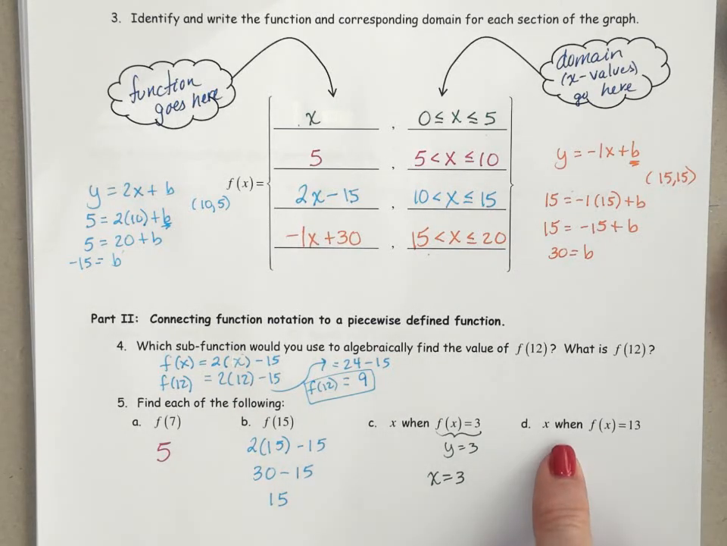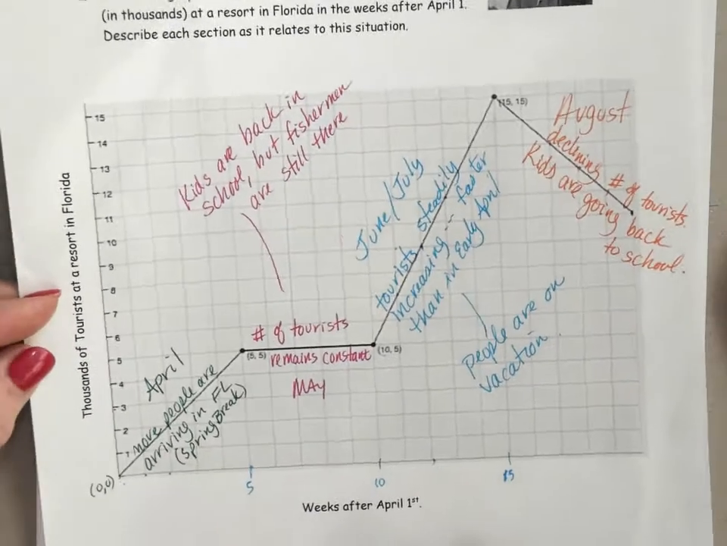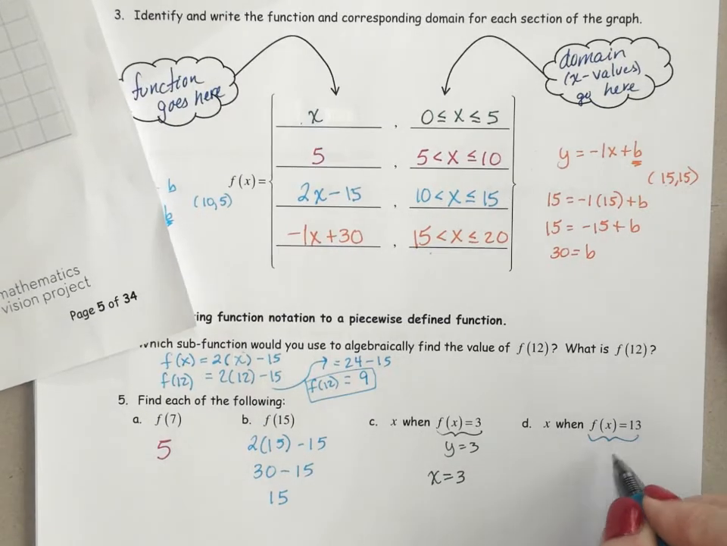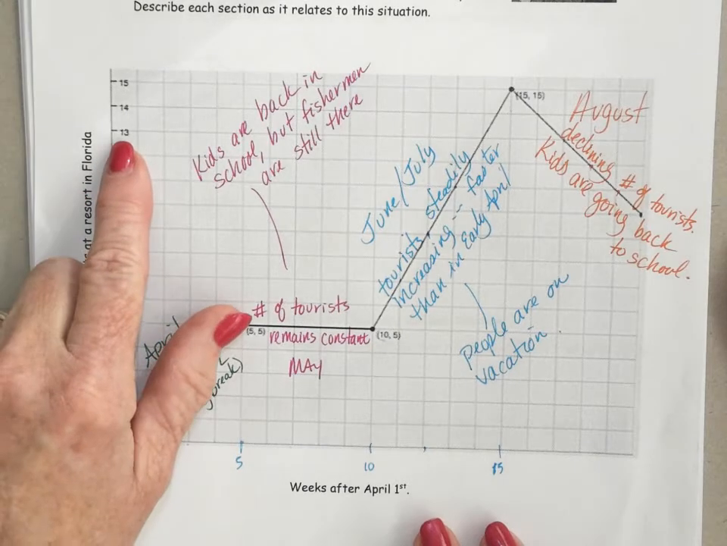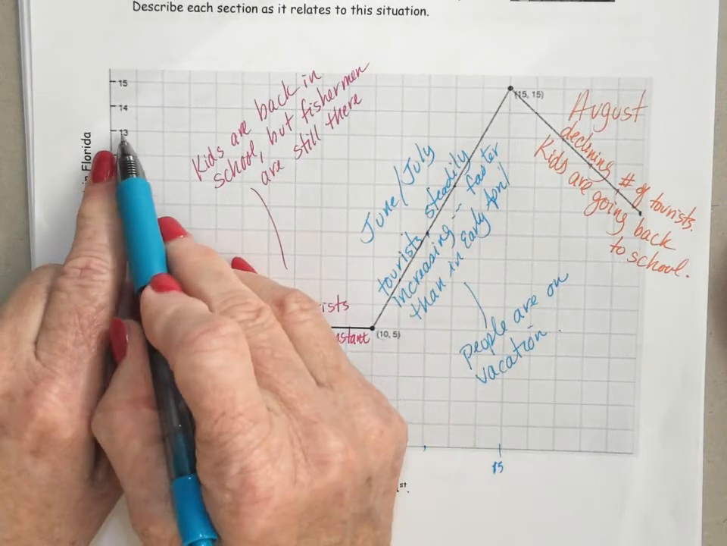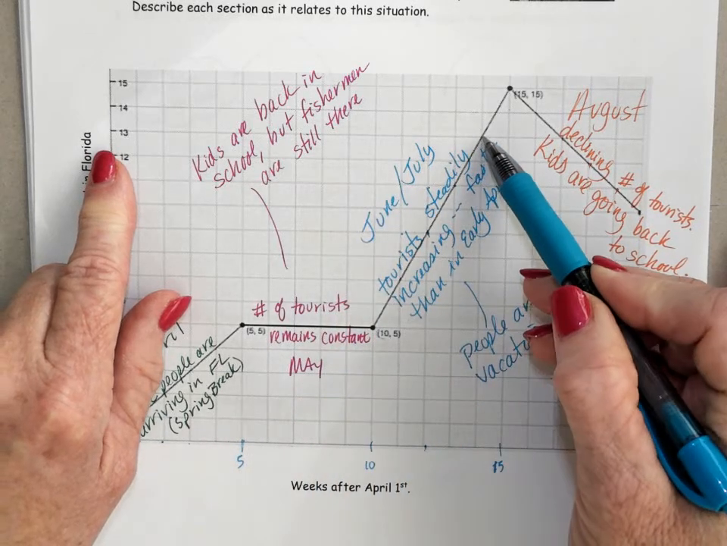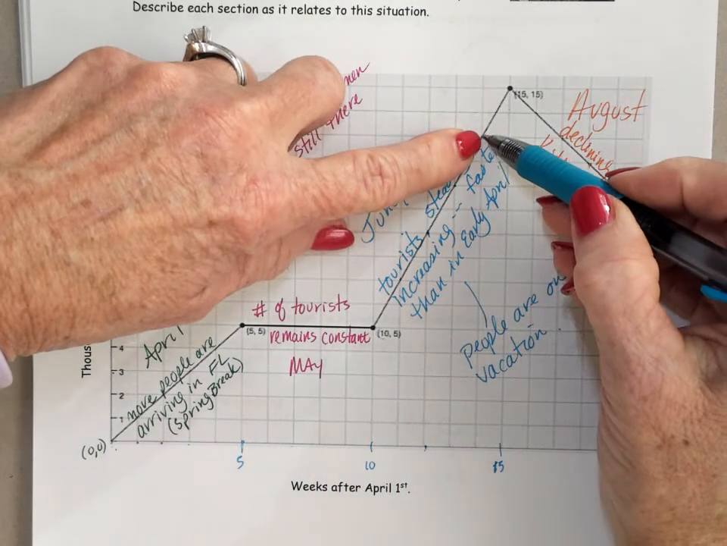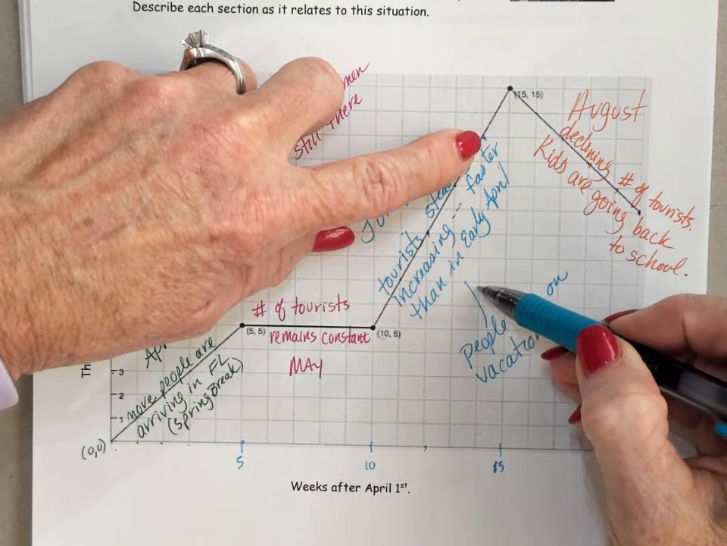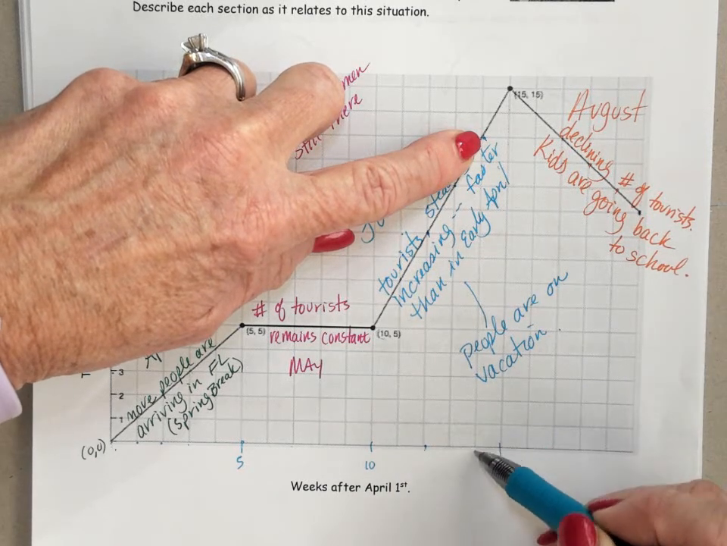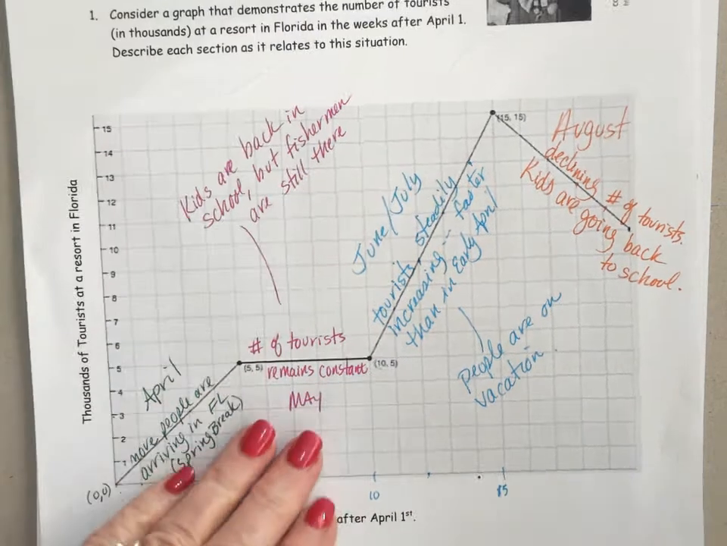Let's look at this next one. Find x when f of x equals 13. So when y equals 13, here we go. Y is 13. Let's follow that over to where it hits the graph. Hits right there, and that is happening at x equals 14.